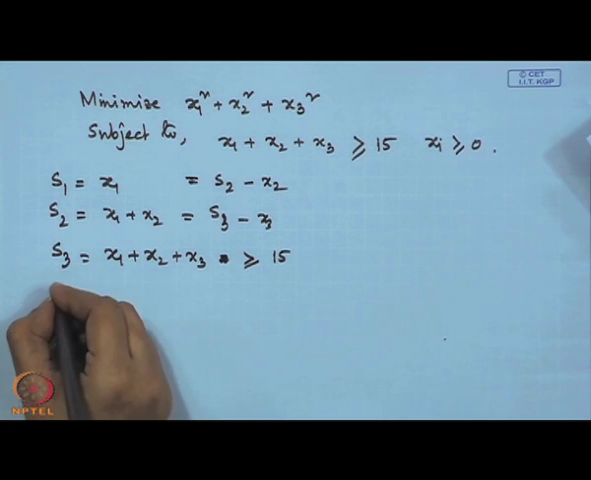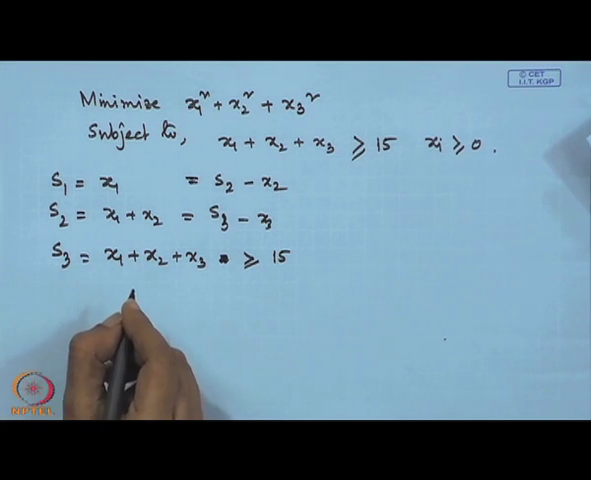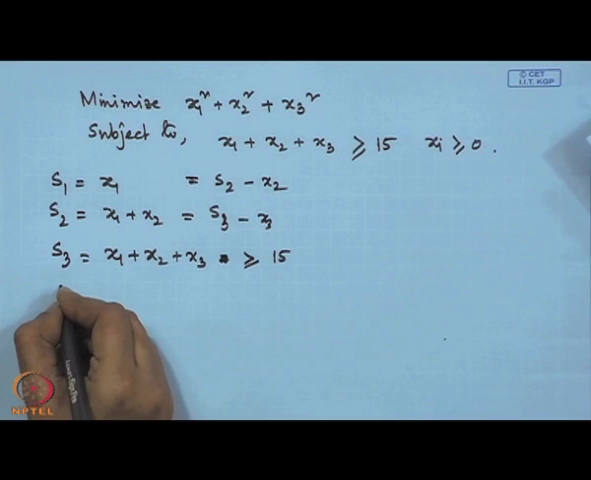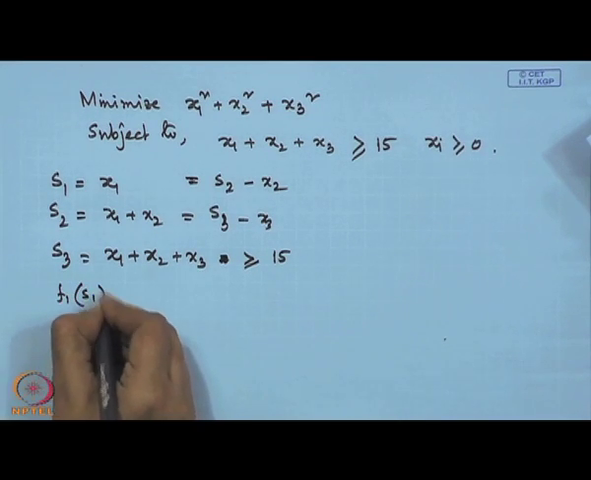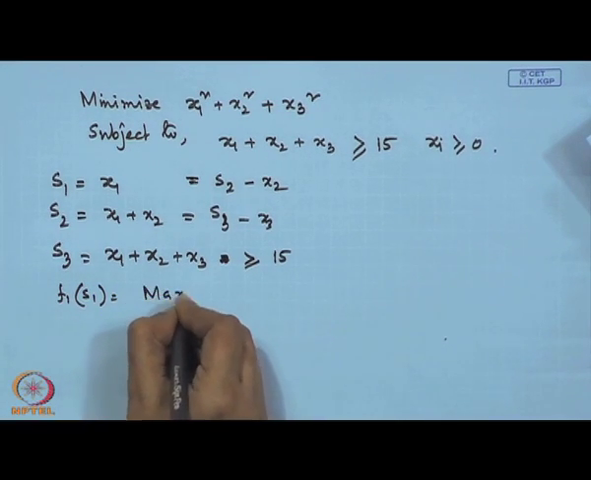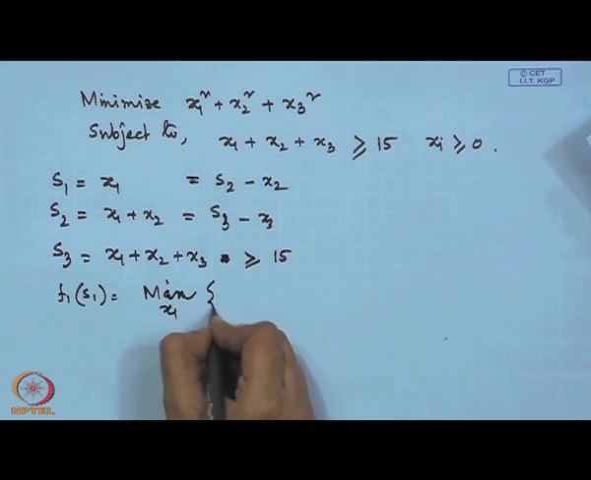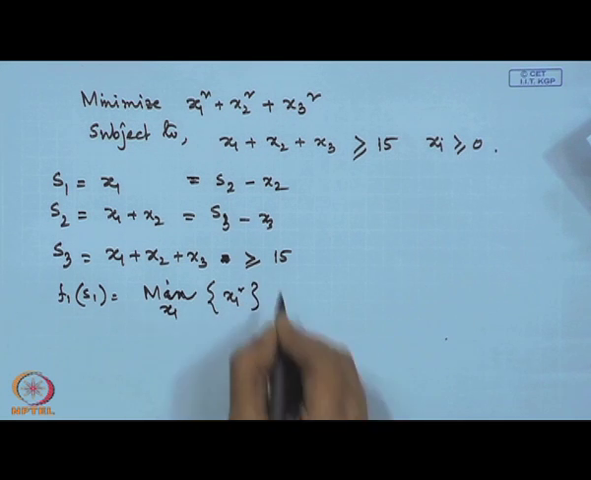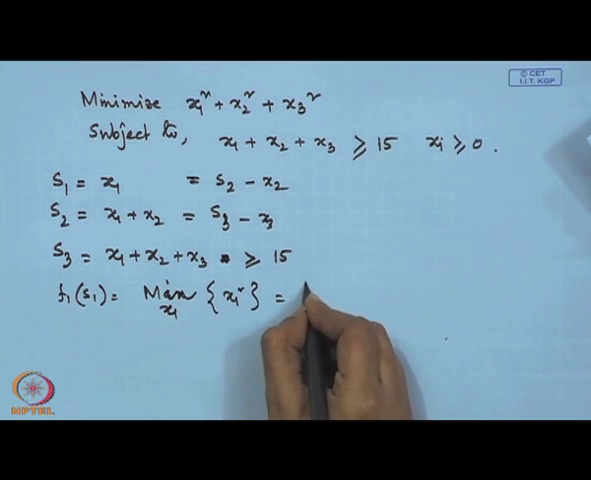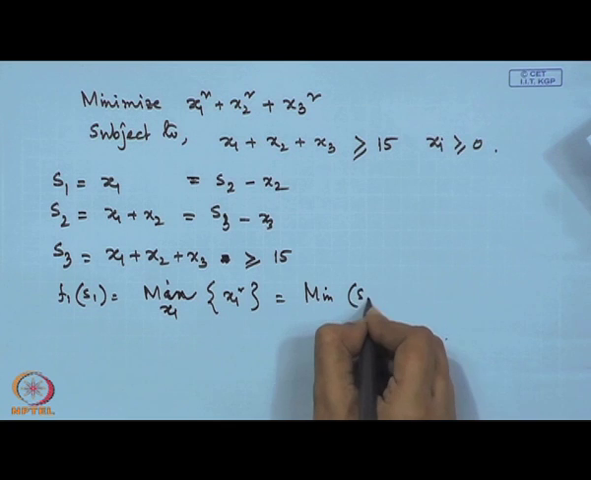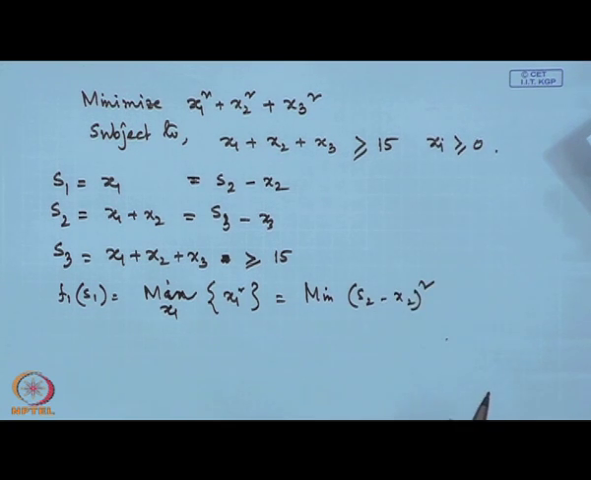Let us move to the problem. Let us solve in each stage an individual optimization problem. The first problem is F1 S1, a minimization problem, minimization of x1 square, alright. In another way we can write minimization of S2 minus x2 whole square, okay.